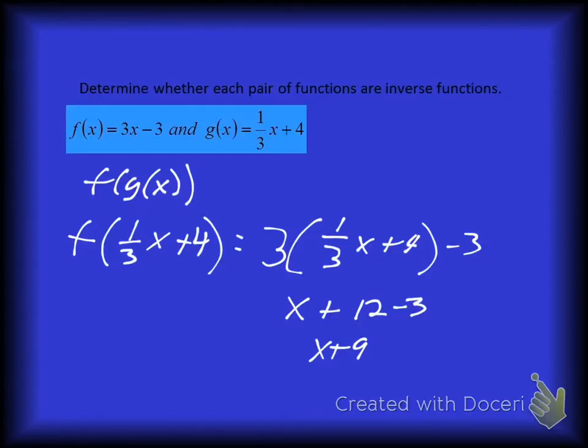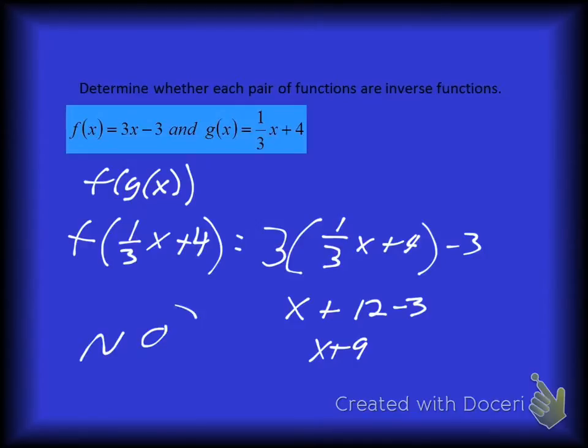Plug in 1/3 x plus 4 into f. That's what g equals. Distribute the 3. Cancel the x. So you still get x. That's a plus. The problem is 3 times 4 is 12, and 12 minus 3 is 9. So you get x plus 9. And that's not what? That's not x. So are these two functions inverses?